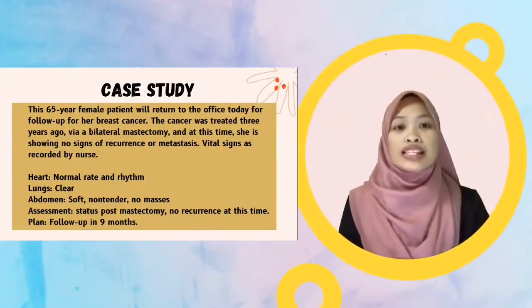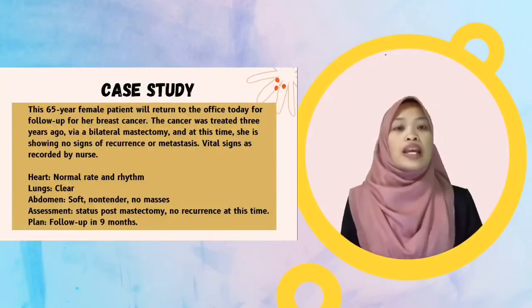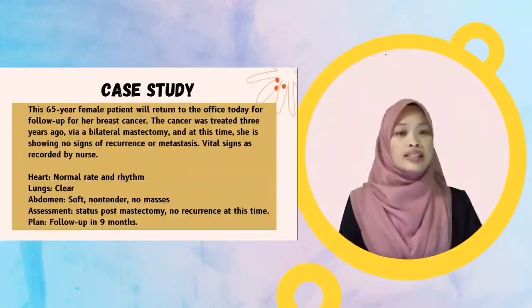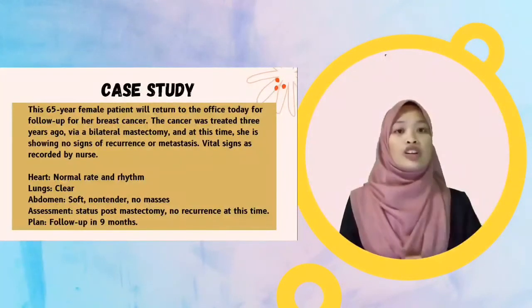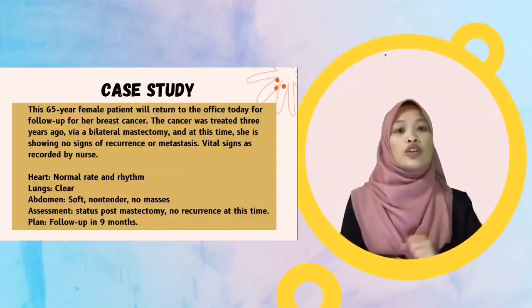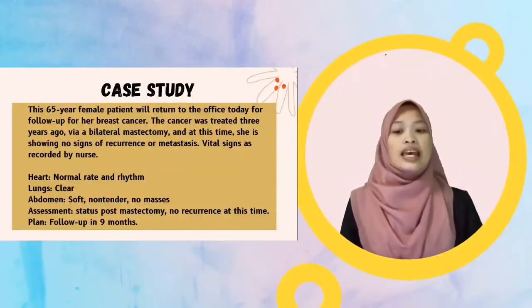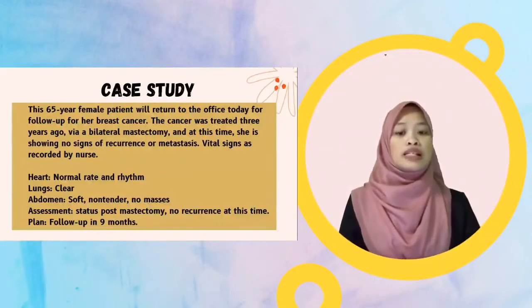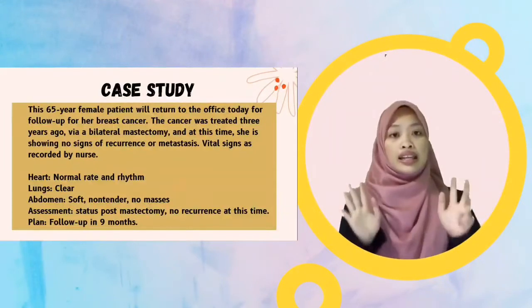Now, we will move to the example of a case related to this chapter. Based on the slide, we can see the office visit note. This 65-year-old female patient will return to the office today for follow-up for her breast cancer. The cancer was treated 3 years ago via bilateral mastectomy, and at this time, she is showing no sign of recurrence or metastasis. Vital signs as recorded by the nurse. Heart, normal rate and rhythm. Lungs, clear. Abdomen, soft, non-tender and no masses. Assessment, status post mastectomy, no recurrence at this time. Plan, follow up in 9 months.